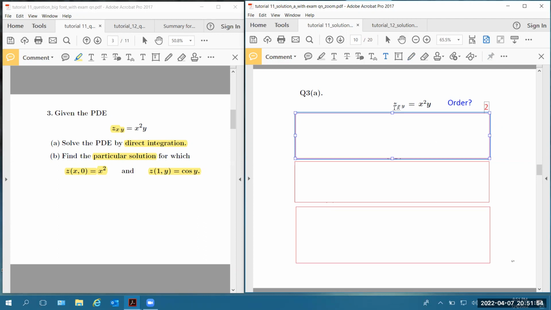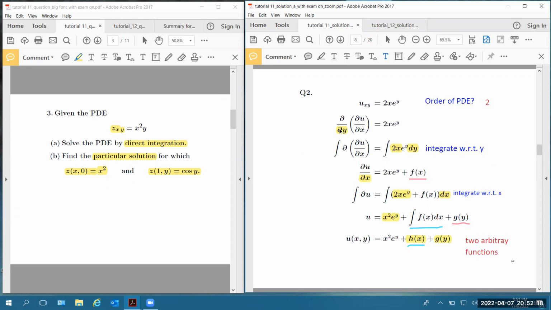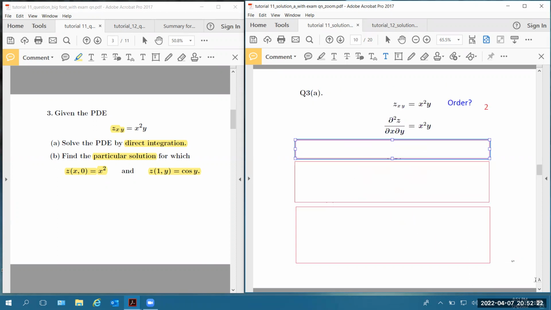First of all, let's write down this derivative explicitly. This time I write del squared z over del x del y. Just now I already mentioned, you can del x first, or del y first. Earlier on we did del x first, then del y. So now, for a change, let me do the opposite. I del y first, then I del x.